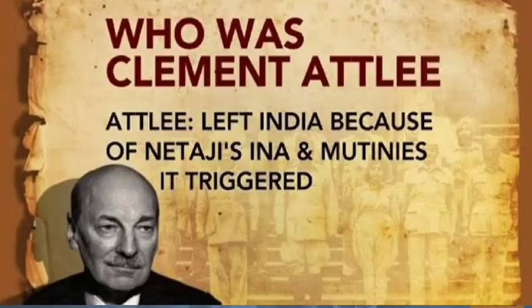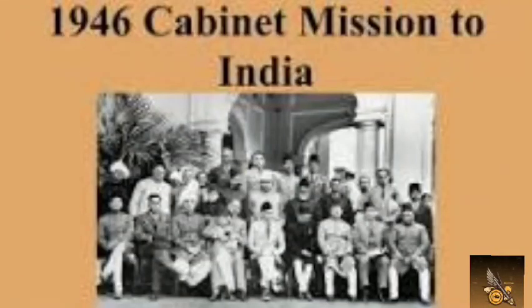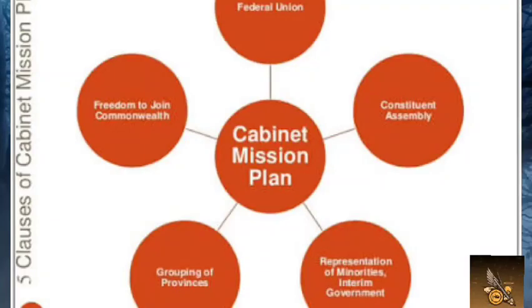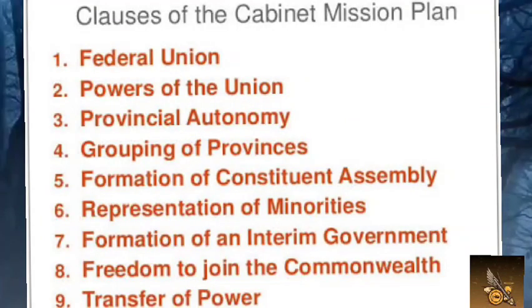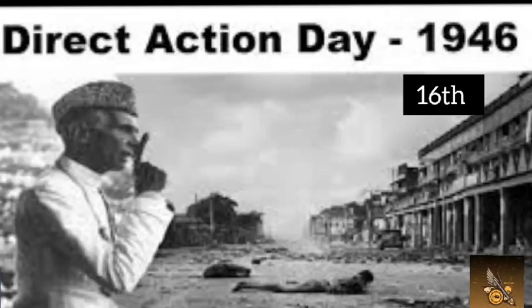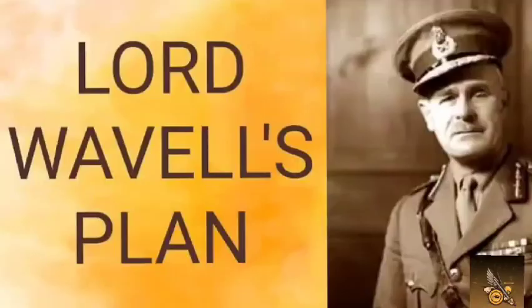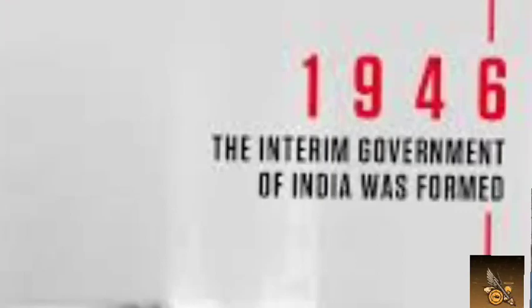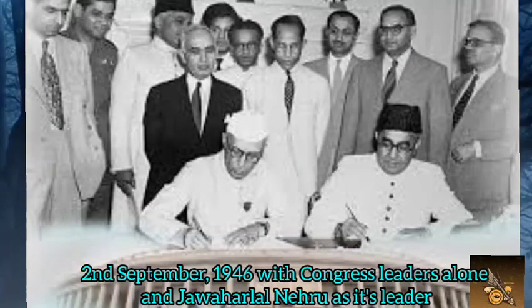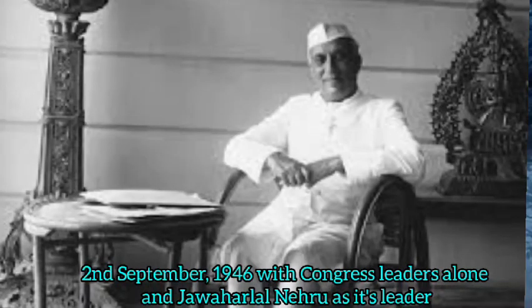Thus, in 1946, British Prime Minister Clement Attlee sent the cabinet mission to India. This mission submitted a plan, according to which it had suggested the formation of an All India Federation and Indian representatives to prepare a constitution. But this plan was not acceptable to Muslim League because it did not accept their demand of separate Pakistan. It was decided to observe 16th August 1946 as a direct action day. Amidst the violence which erupted, Lord Wavell announced the formation of interim government on 2nd September 1946 with Congress members alone and with Jawaharlal Nehru as its head.